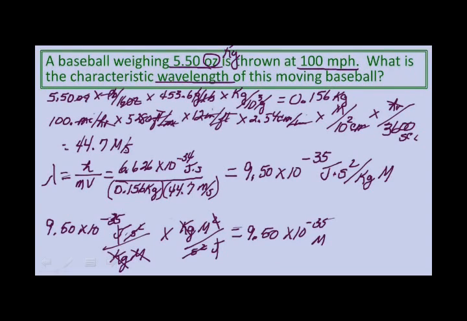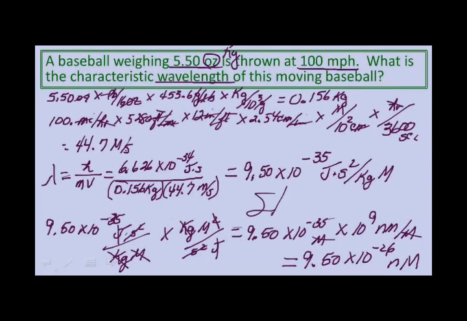I want it in nanometers. So let's take that and multiply that by 10 to the 9th nanometers per meter. And what happens? We come out with 9.50 times 10 to the negative 26th nanometers. Well, it's a lot of wiggly there, isn't there? Nanometers. Yeah. Folks, that is short.